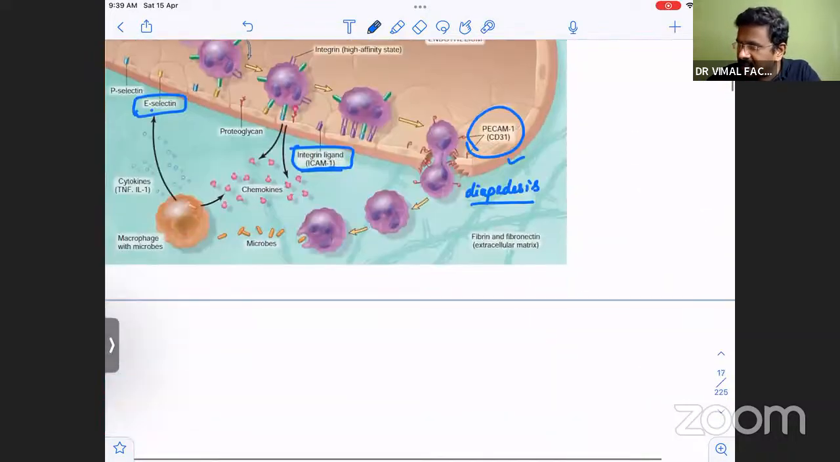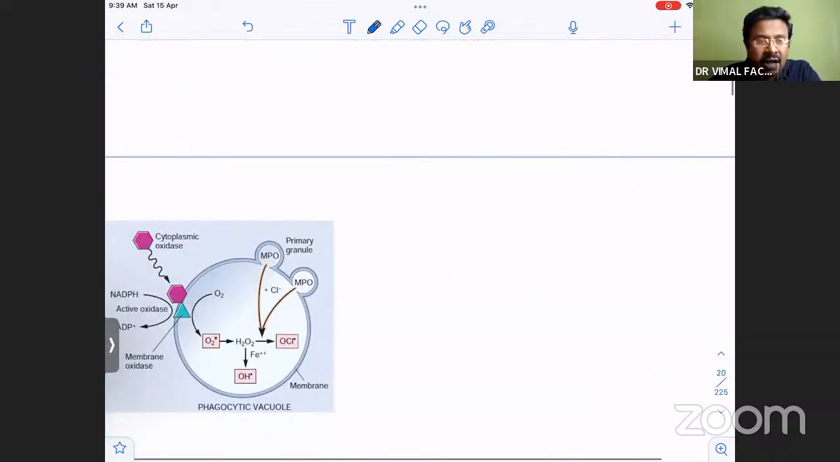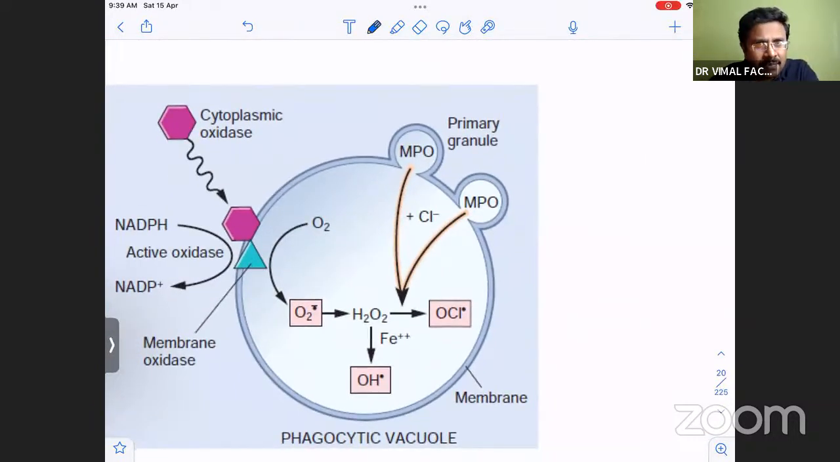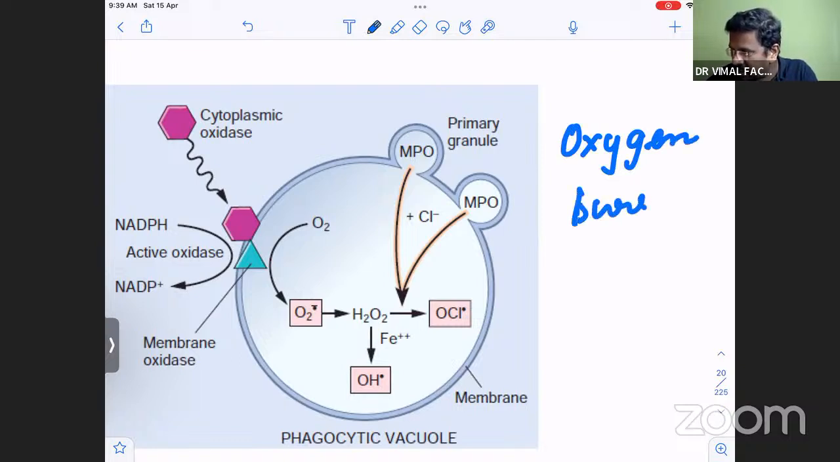So after this, what I told is that it will be phagocytosis. So what happens in phagocytosis? When a cell is undergoing phagocytosis, when a macrophage has engulfed bacteria and wants to kill them, it will be consuming a lot of oxygen. That is called the oxygen burst.